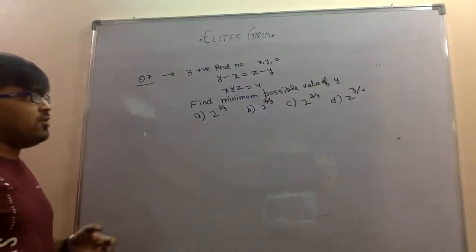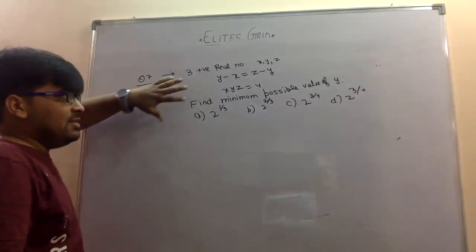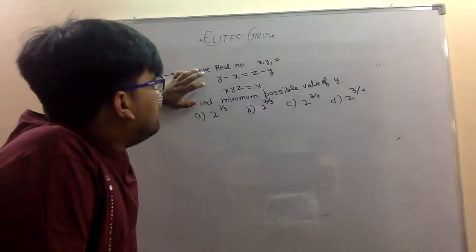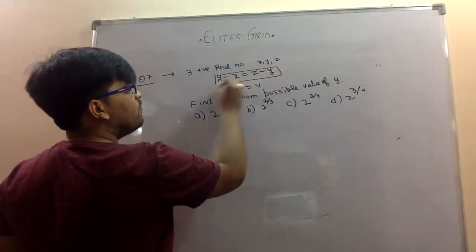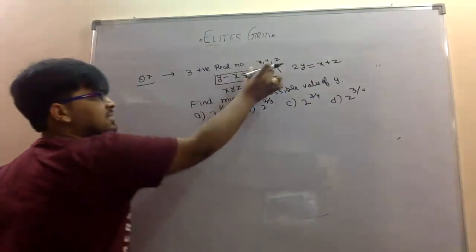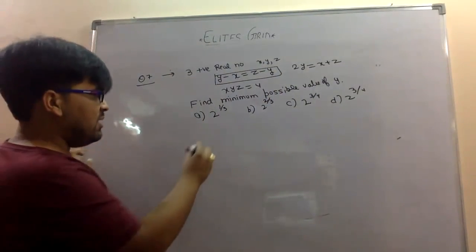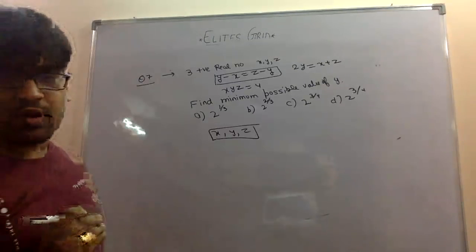अगेन सेम कॉन्सेप्ट पे क्वेश्चन है. कॉन्सेप्ट इज, अगर 3 नंबर जैसे यहां पर तुम्हारे दिए हुए हैं, दिस इज 2y is equal to x plus z, मतलब y minus x is equal to z minus y, that means x, y, z are in AP, अरिथमेटिक प्रोग्रेशन का फॉर्मेशन हो रहा है.